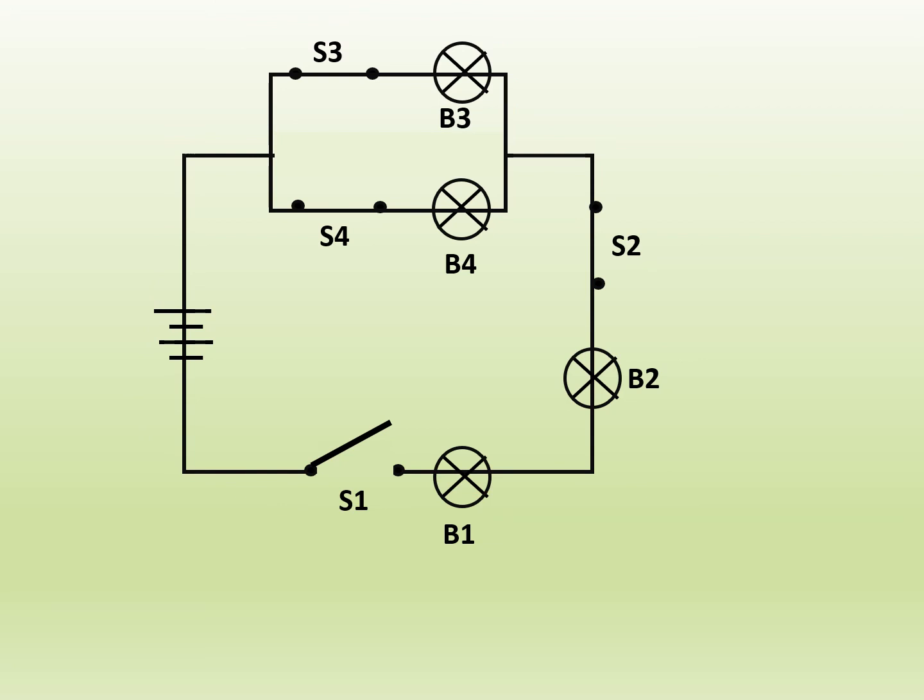The same thing for the electrical pathway for bulb 4, as you can see here. This is the electrical pathway for bulb 4. It is also not complete because it also stops here at switch 1.